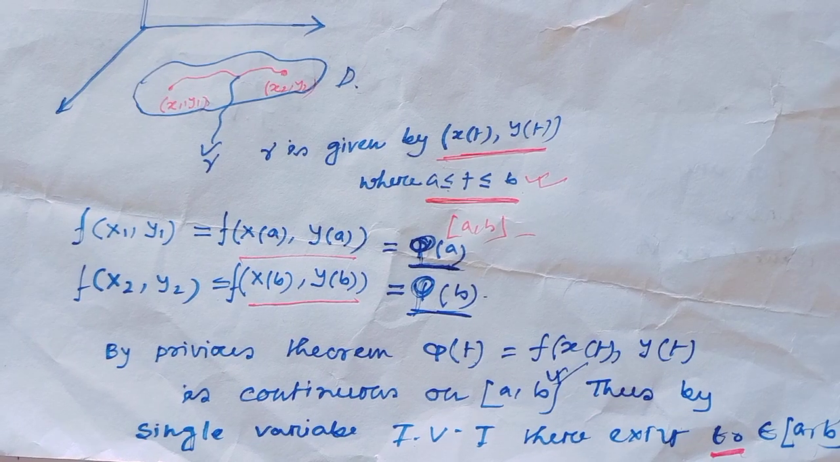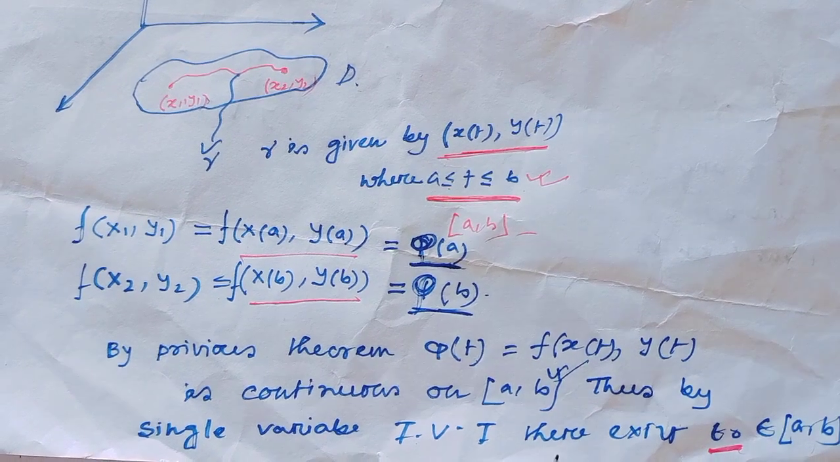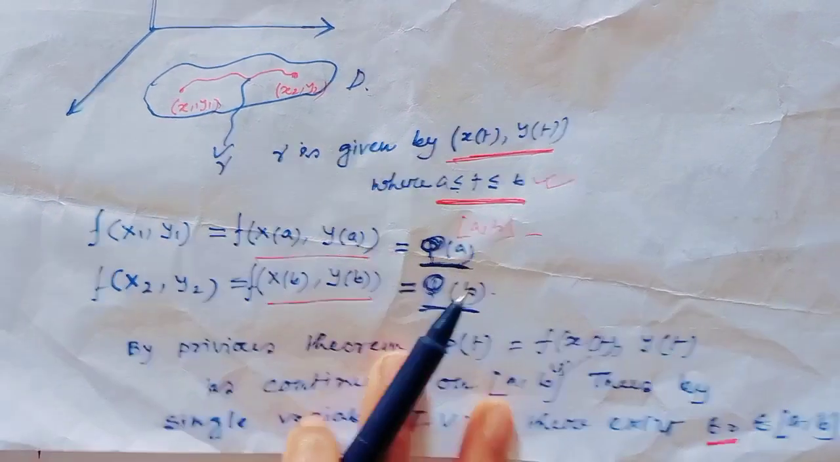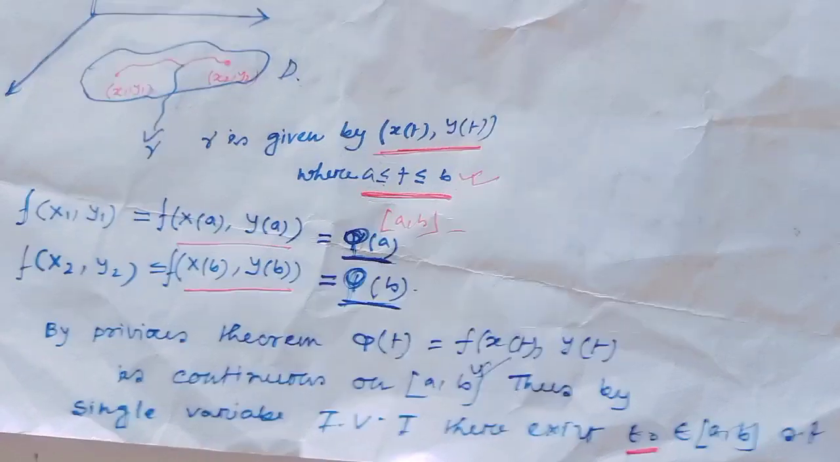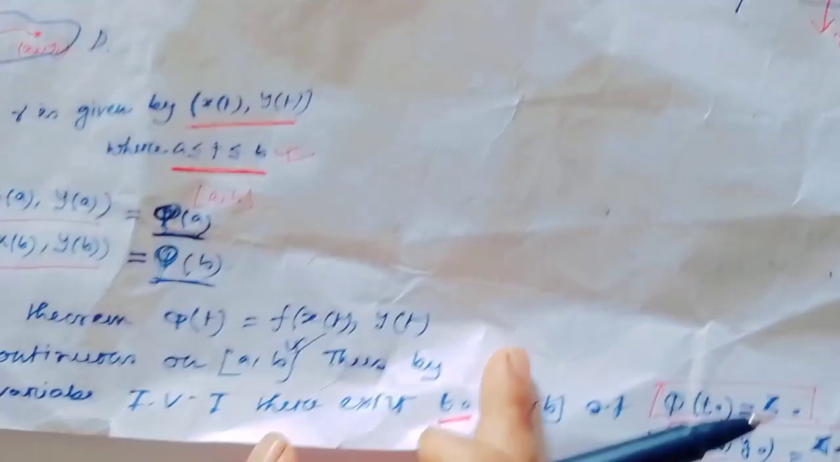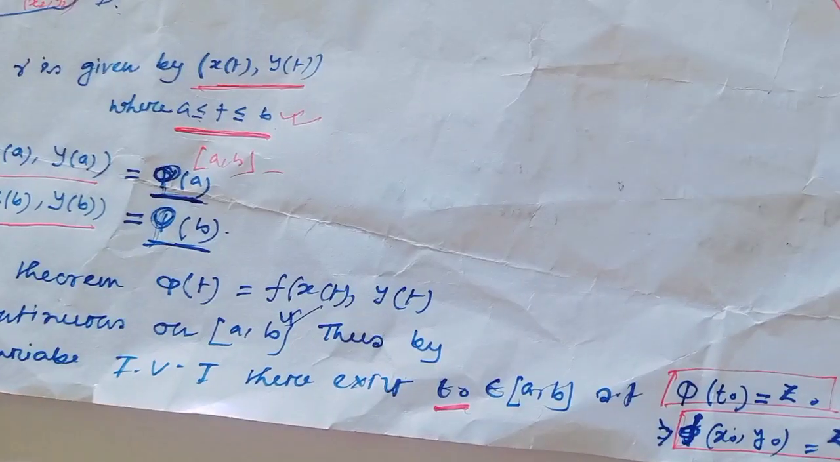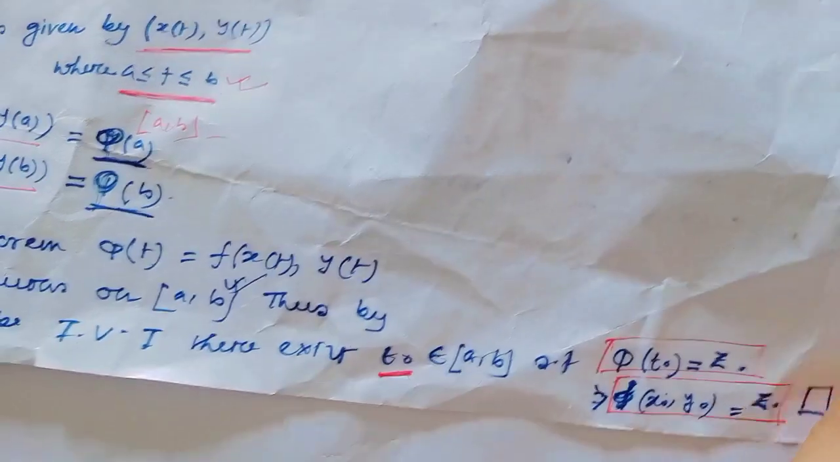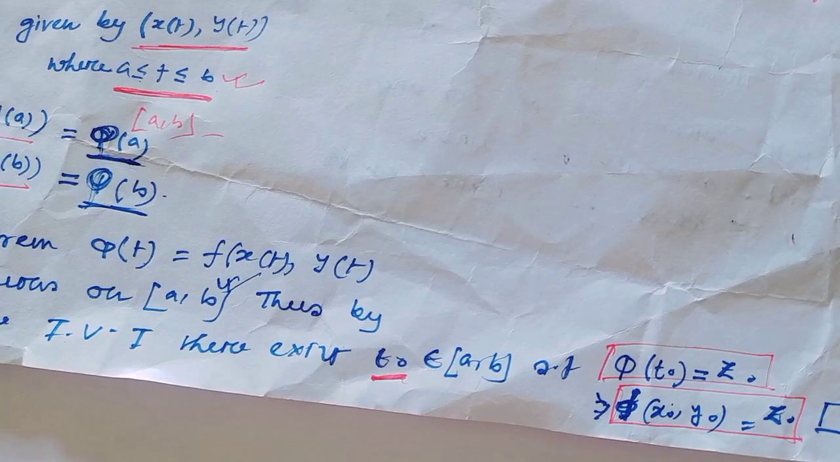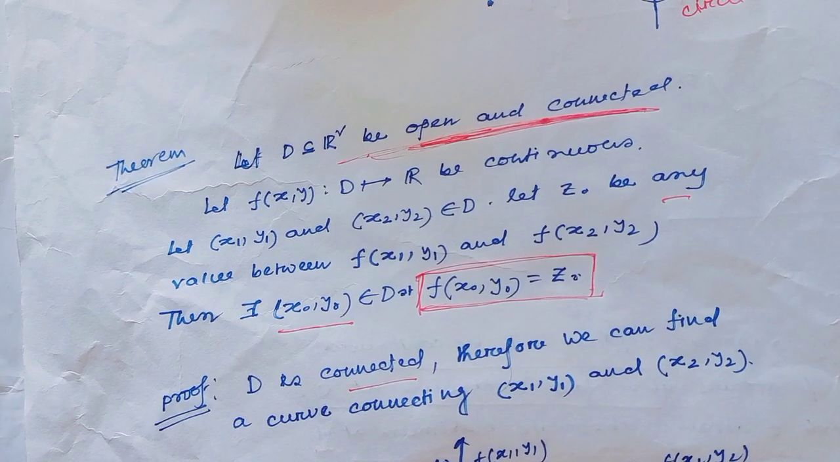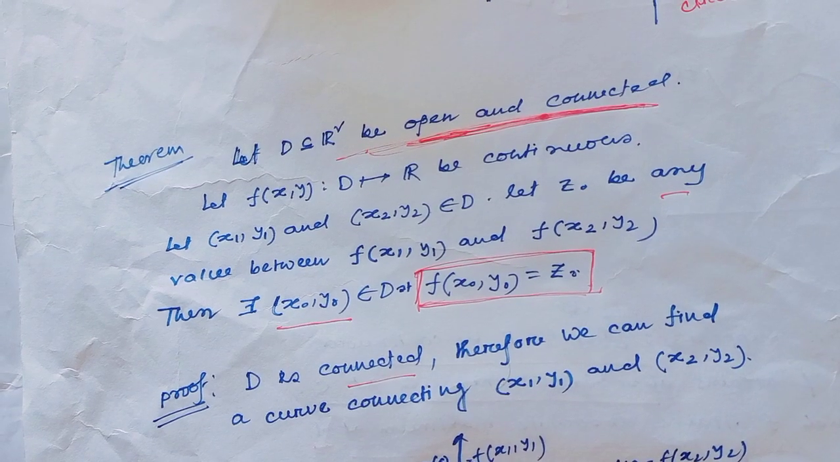Thus, by the single variable intermediate value theorem, there exists at least one t0 belonging to [A, B] such that phi of t0 equals z0, and phi of t0 equals z0 means f of (x0, y0) equals z0. Therefore, our proof is done.